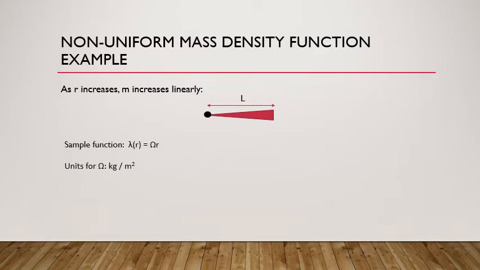Now the sample function for that is lambda of r equals capital omega r, and the units of omega are kilograms per meter squared. Why those units? Because if you multiply that times r, you get kilograms per meter, which gives us a mass density, the mass per unit length. That's why it has the unit it does. The unit by itself isn't the mass density; it'll be times whatever function there is.